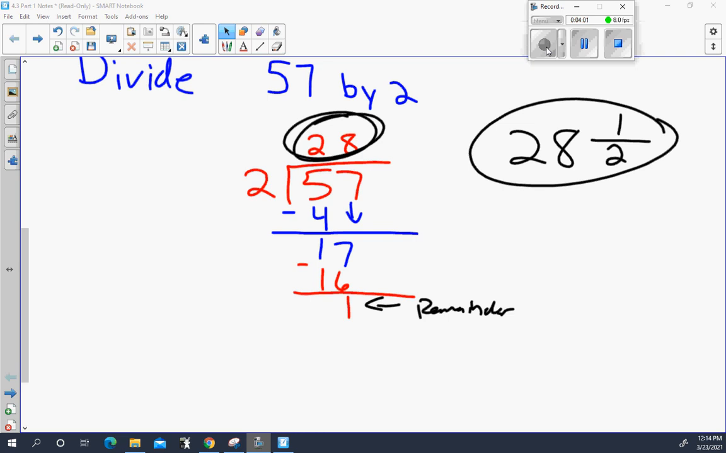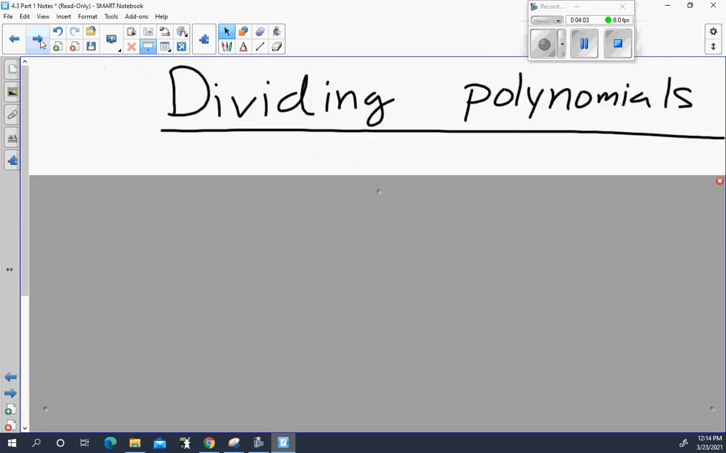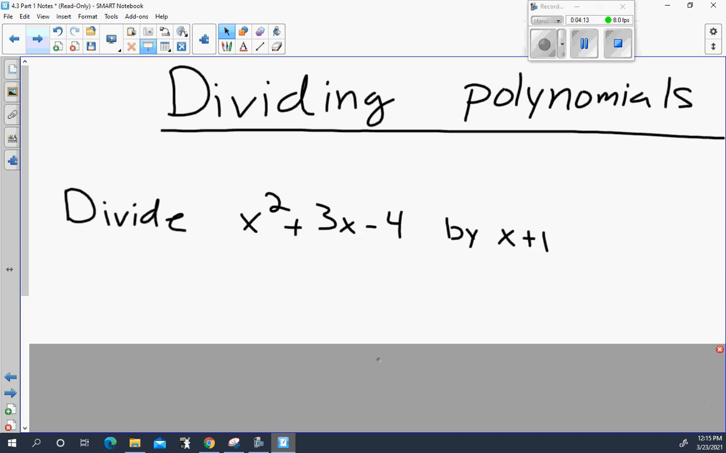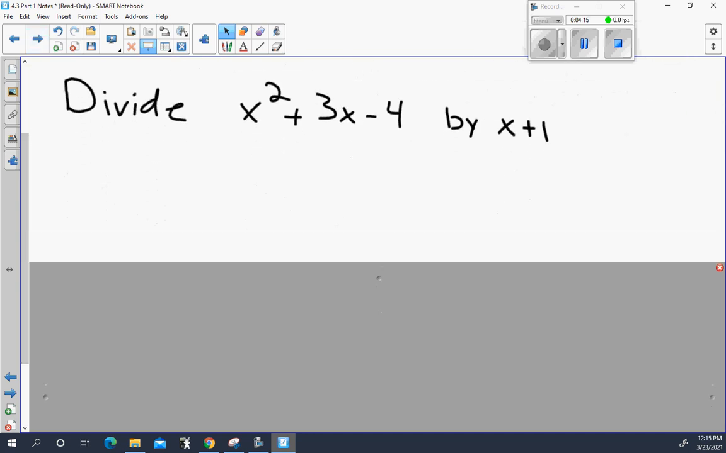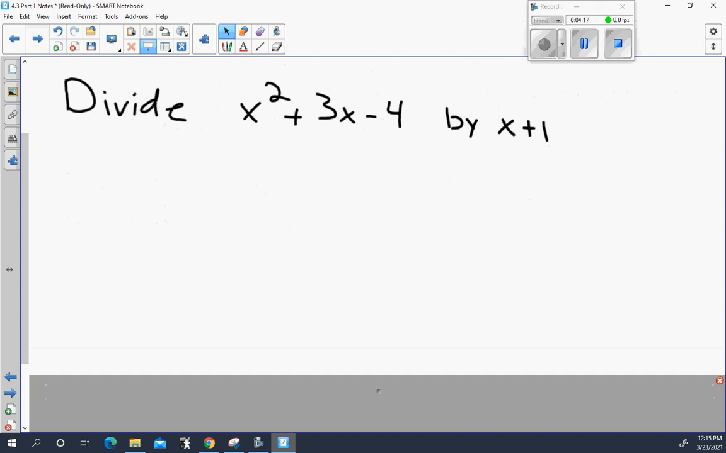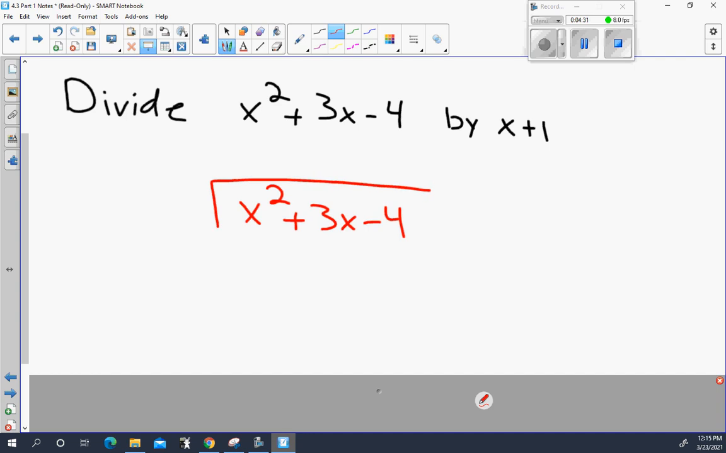All right, we're going to be using the same concept here, but now we're going to be dividing polynomials. Dun, dun, dun, right? It's intimidating. This is why. Look at this. It looks complicated. But don't worry, we're going to get through this. Use the same concept, right? We're going to divide x squared plus 3x minus 4 by x plus 1. We're going to write x squared plus 3x minus 4 underneath our division, and then we're going to write x plus 1.